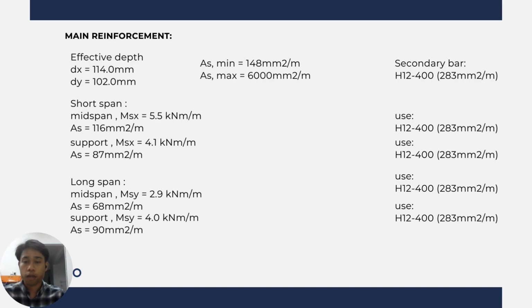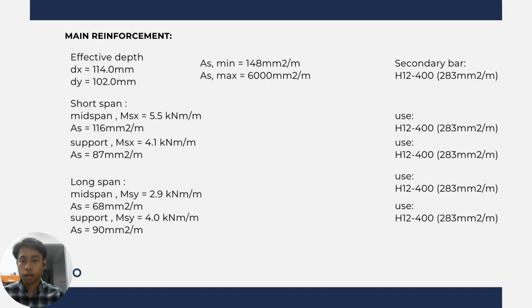And then for the short span, start with the mid span MSX. For the AS we get 116 mm²/m. For the support MSX, for the AS we get 87 mm²/m. And both of these we use H12-400 bar.